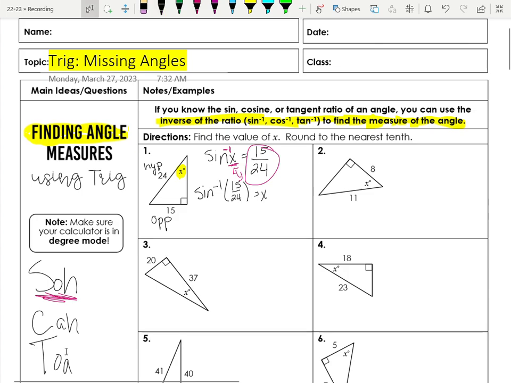And from this point, we type into the calculator. So I have 15 divided by 24. I'm going to hit enter. And then I want to use the inverse, so we're going to have to hit the second key. That would be up at the top left corner of your calculator. If you're using the gray square TI 30s, it's a green button. And then I hit sine. And I get my answer, 38.6.